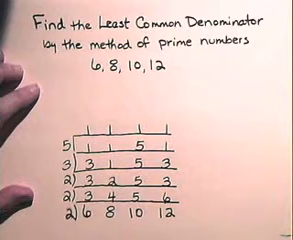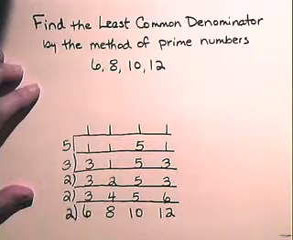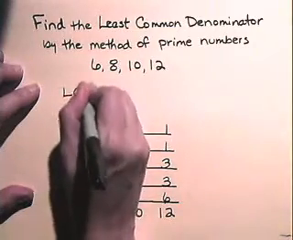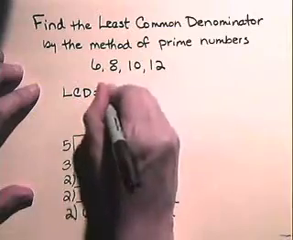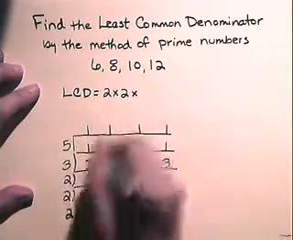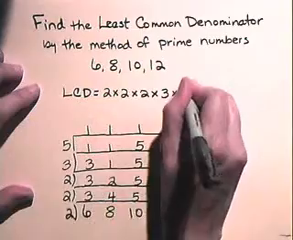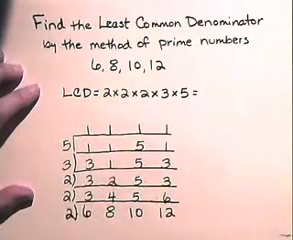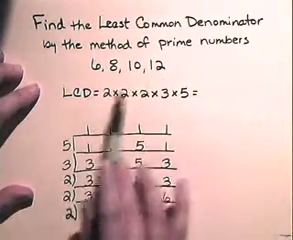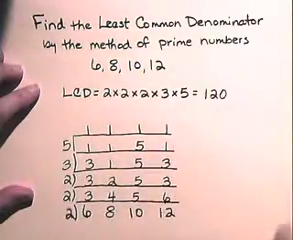So our least common denominator will be the product of all of the primes by which we have divided. So the least common denominator here will be 2 times 2 times 2 times 3 times 5. So the least common denominator for 6, 8, 10, and 12 is this number, which is 120.